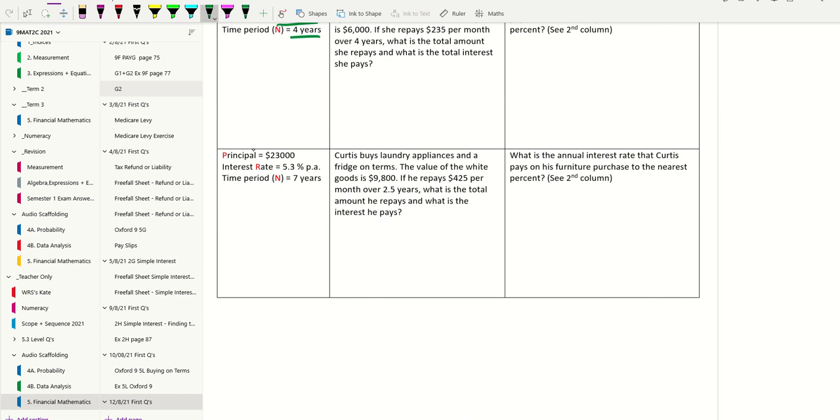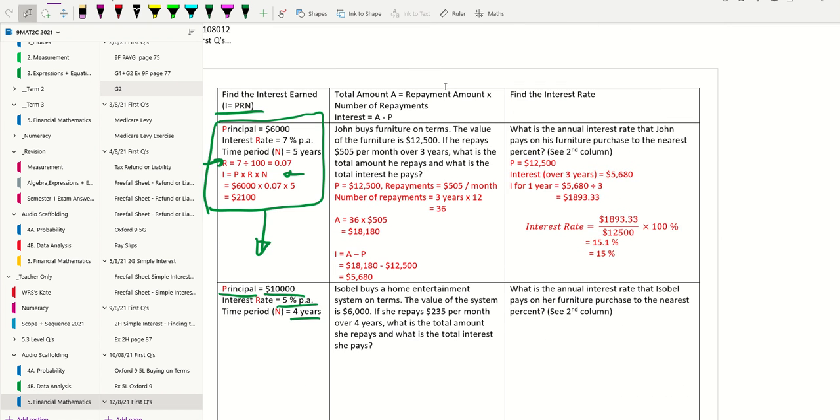Okay, so this one is the same thing. We have principal 23,000, interest rate 5.3%, time period N equals 7 years. Looking at these, there's a few more words in here. If we look at our first one, we're being asked to work out the total amount. Now the total amount is the repayment amount times the number of repayments. If we're talking about buying on terms, our interest is equal to the total amount we paid back minus how much it cost in the first place.